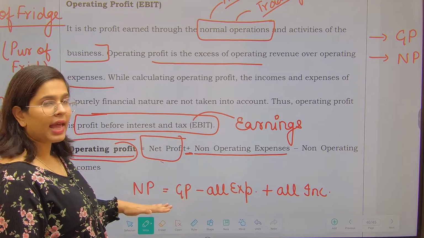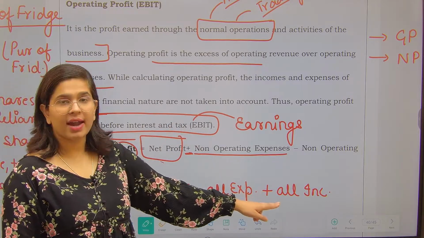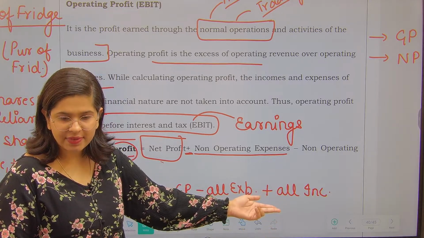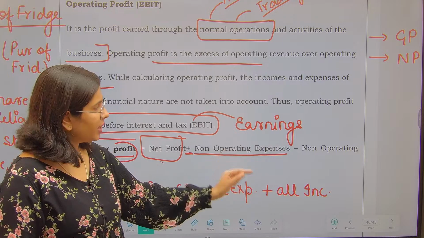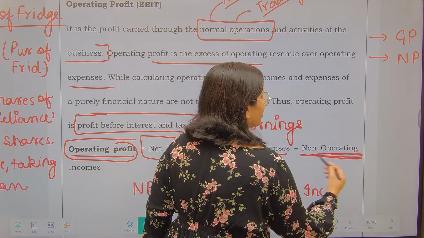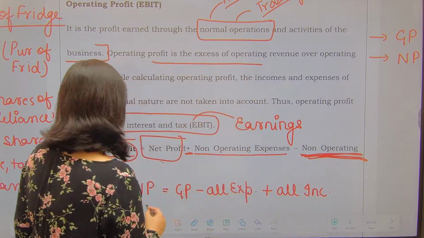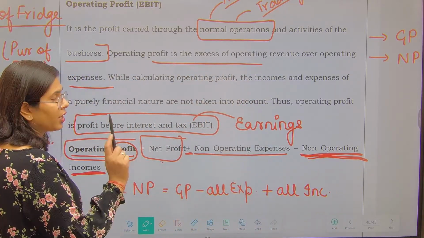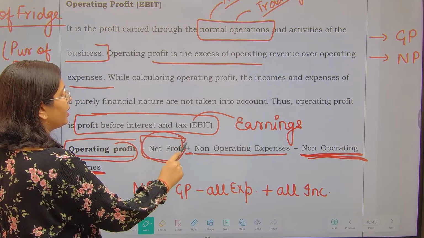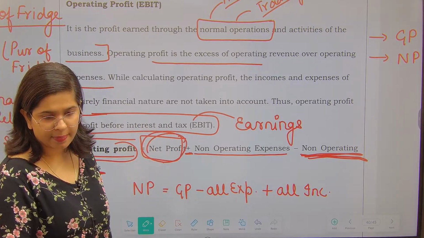Similarly, when you were calculating net profit, you must have added all incomes, including non-operating incomes. For example, dividend received, right? So in that particular case, in order to calculate operating profit, remove non-operating incomes that have been already included in the net profit, right?